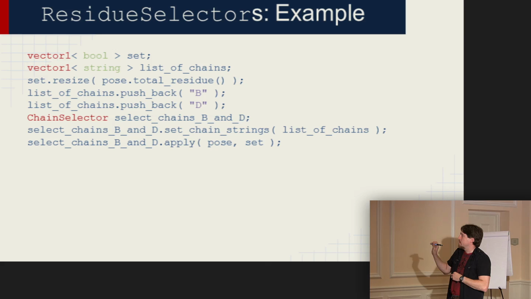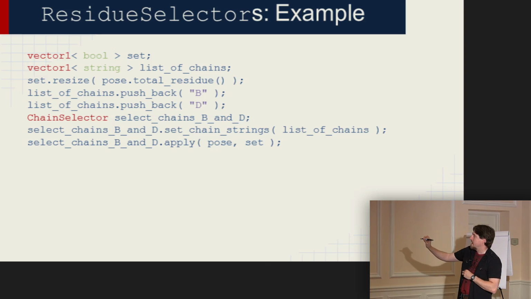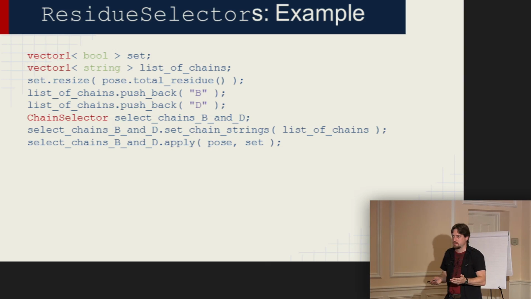So we've done that. And then we're going to push back the string B and the string D to our list of chains vector. And the reason we're doing this is because we intend to create a chain selector that we're going to name select chains B and D. So we've now created select chains B and D. We're going to call its method set chain strings, and we're going to pass in our list of chains, which includes B and D. And so now select chains B and D, when we apply it to a pose and we hand it our vector, it's going to take that and set every residue that's in chain B to true and every residue that's in chain D to false. And so that's how these work. Does that make sense? Okay.